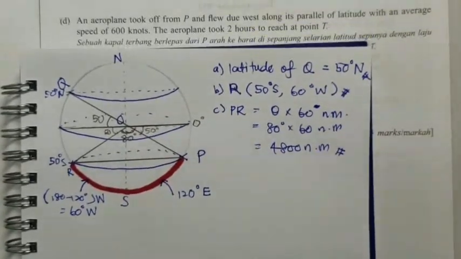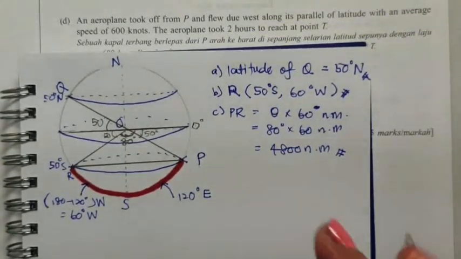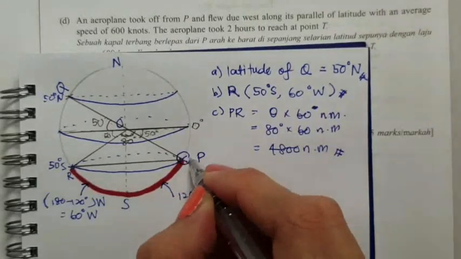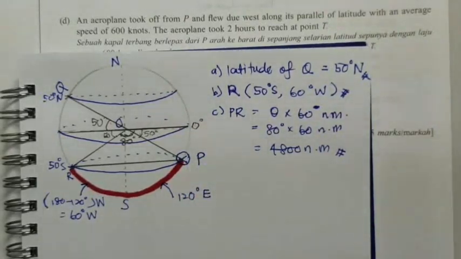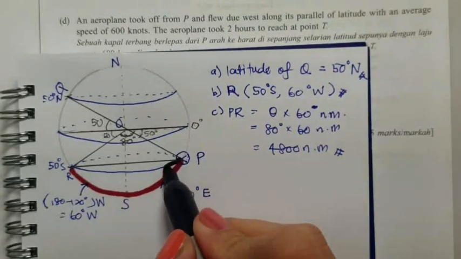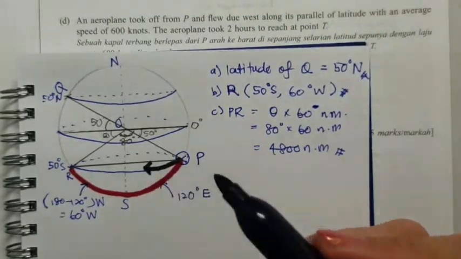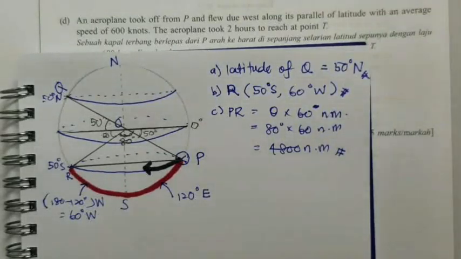That is, an aeroplane took off from P. Okay, aeroplane is here and flew due west. It will move due west. That means it moved towards the R. Okay, it moved due west in this way. And the speed is 600 knots and the time taken is 2 hours to reach the T.